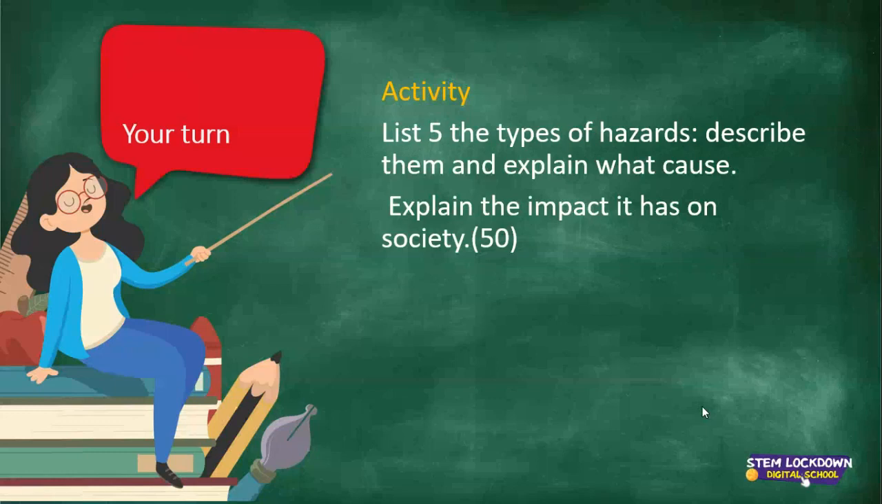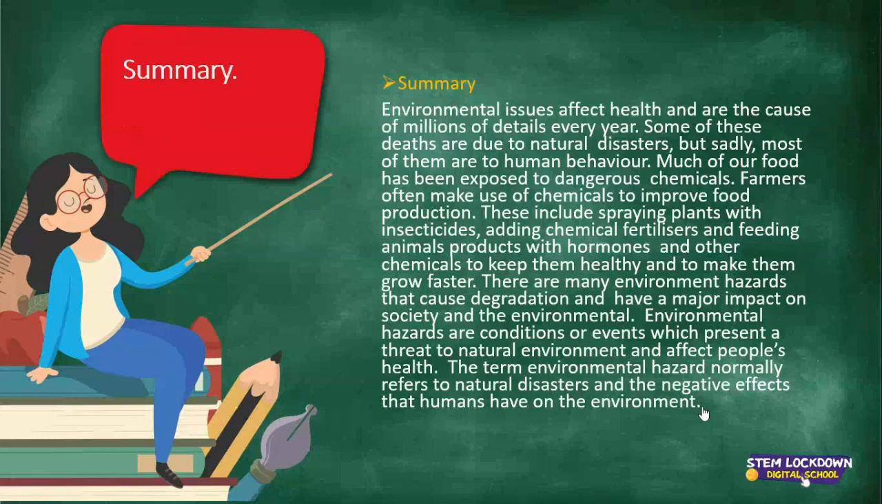So this is the summary, and the summary is obviously what we've gathered from all the slides. Environmental issues affect health and are the cause of millions of deaths every year. Some of these deaths are due to natural disasters, but sadly, most of them are due to human behavior. Much of our food has been exposed to dangerous chemicals. Farmers often make use of chemicals to improve production. These include spraying plants with insecticides, adding chemical fertilizers, and feeding animal products with hormones and other chemicals to keep them healthy and to make them grow faster. There are many environmental hazards that cause degradation and have a major impact on society and the environment. Environmental hazards are conditions or events which present a threat to the natural environment and affect people's health.